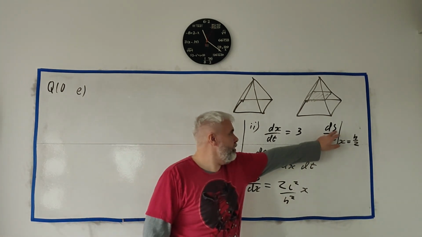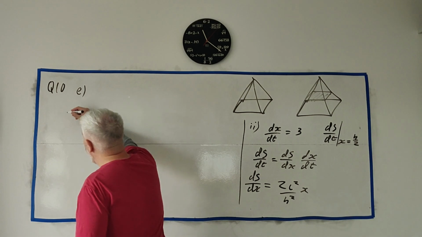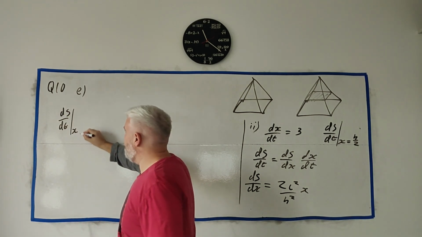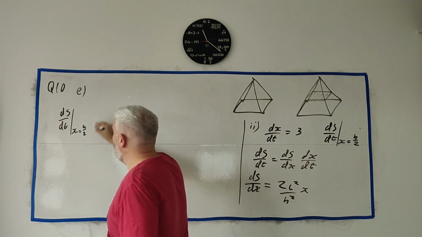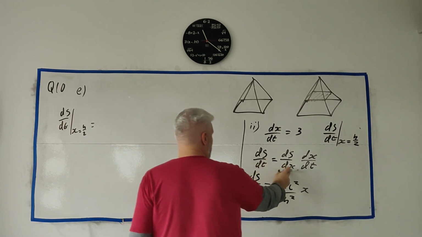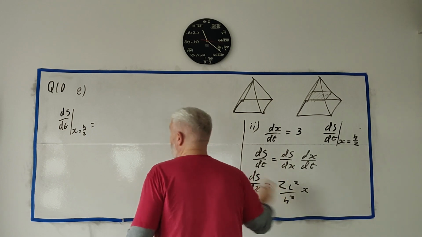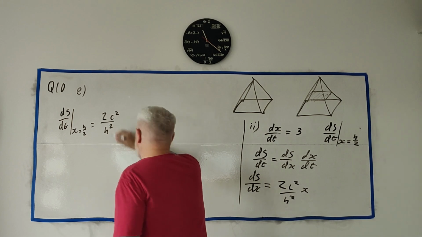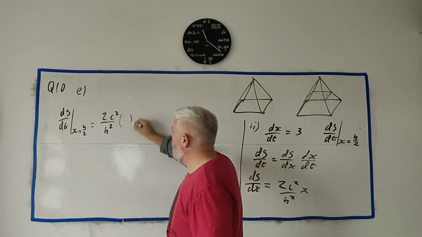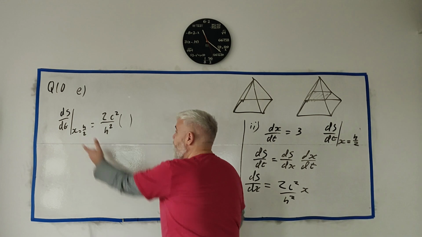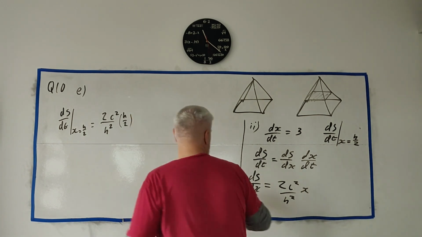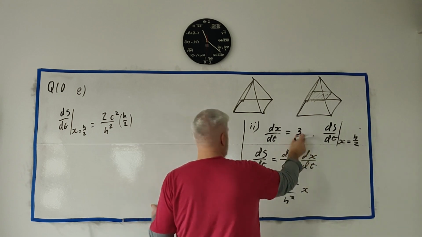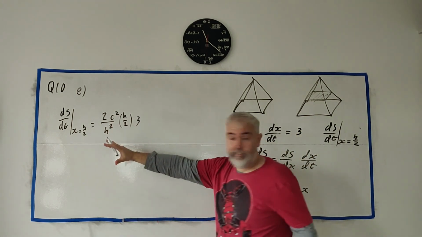Okay, so remember we're still looking for dS/dt, but we now know a lot. dS/dt at x equals h over 2 is equal, and we know that from here, to dS/dx, which we now know is 2c squared over h squared times x. But remember, x is equal to h over 2. We put that in, and then we just need dx/dt, which is just simply 3. That's our answer.